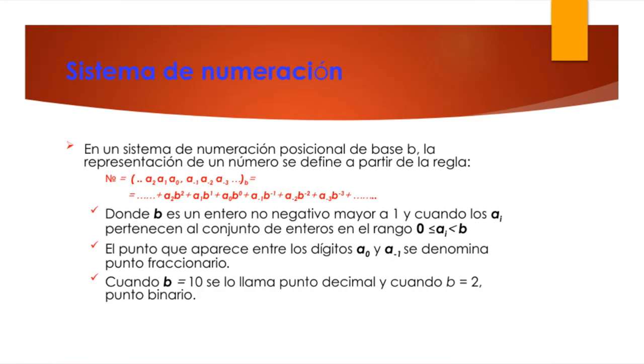Let's explore how numbers are represented in a positional numbering system with base b. Each digit's value depends on its position, multiplied by b raised to a power, positive or negative. The base b is an integer greater than 1, and each digit falls between 0 and b minus 1. The dot between digits marks the fractional point. When b is 10, we call it the decimal point. When b is 2, it's the binary point. This system forms the foundation of how we write numbers.